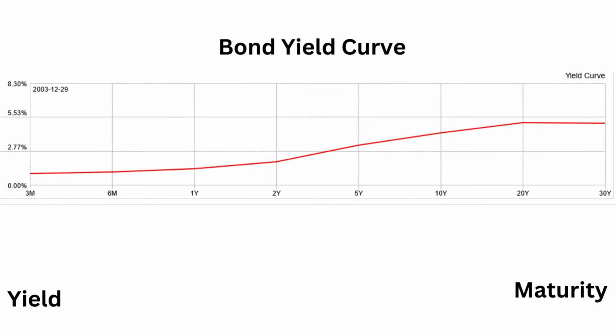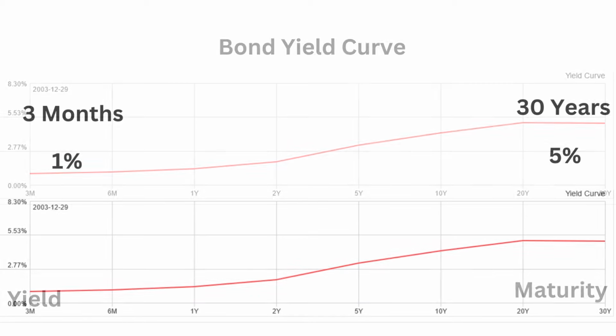The bond yield curve is a graphical representation that illustrates the relationship between the yield, interest rate, and the maturity of debt bonds issued by the U.S. government. This curve is a critical tool for investors to gauge future interest rates and economic conditions.